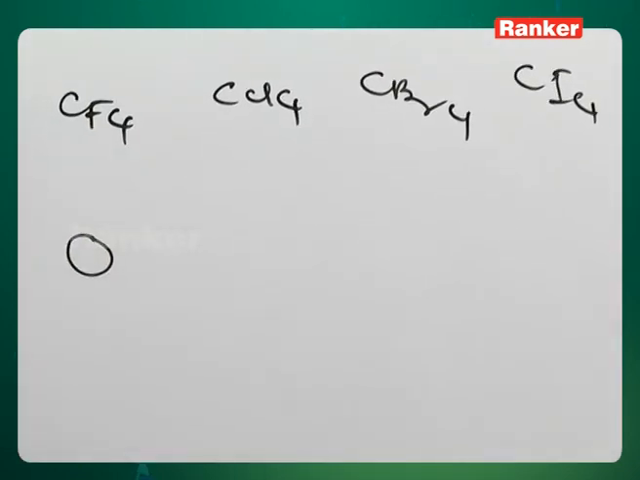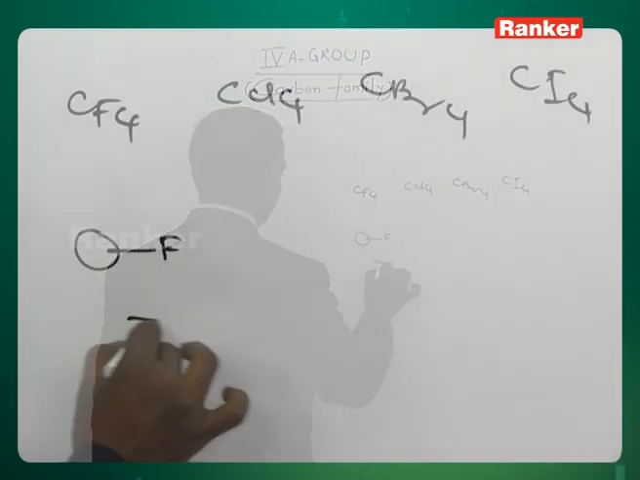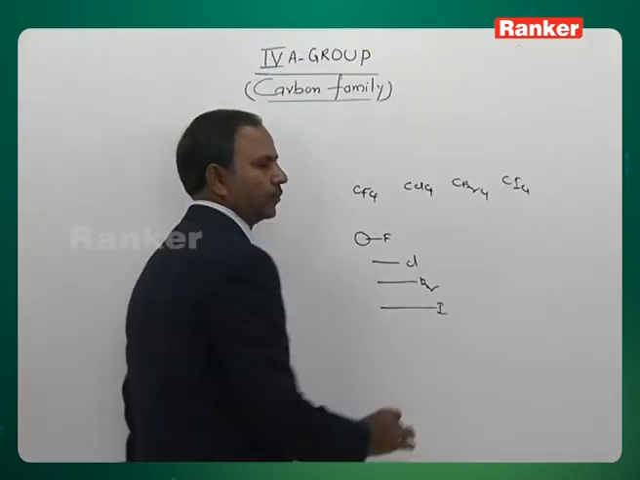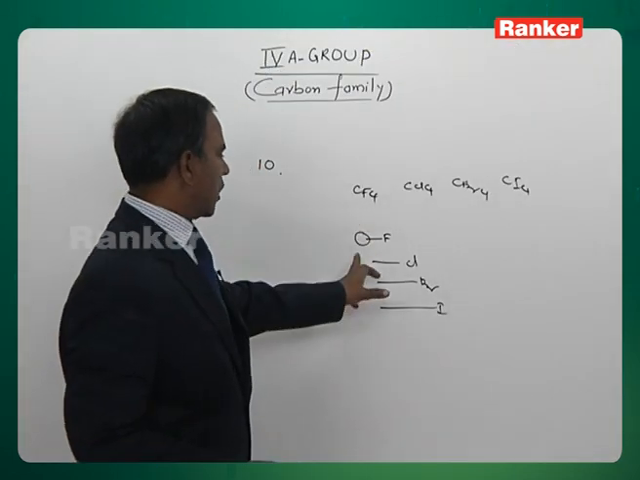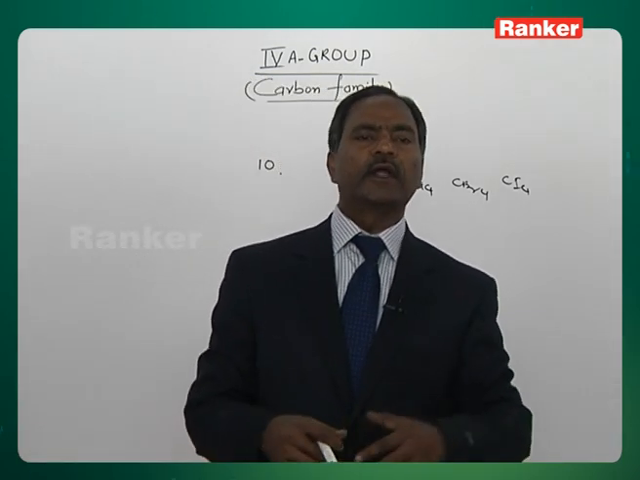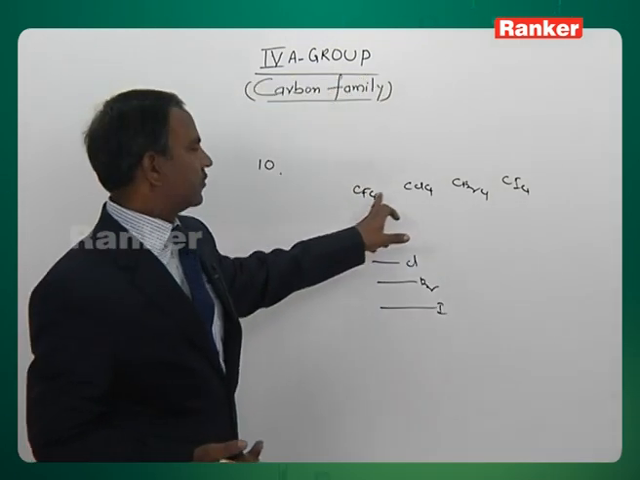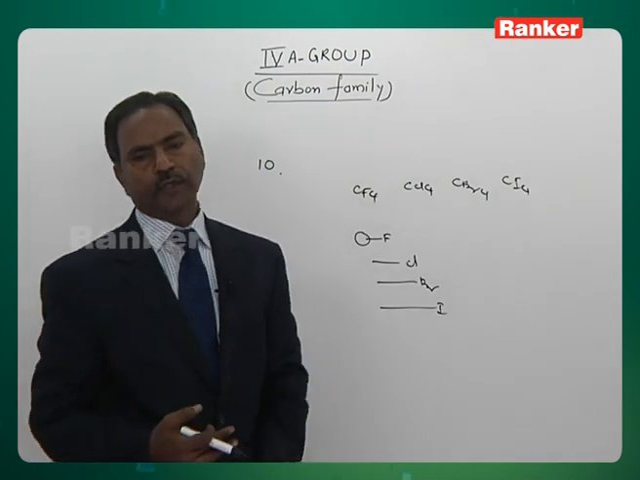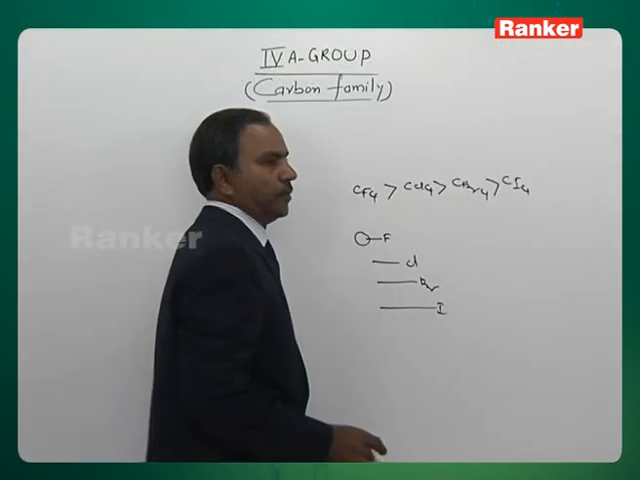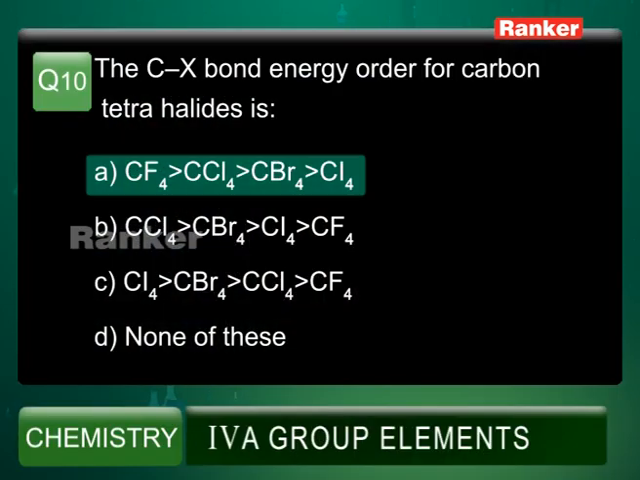In all these cases, carbon is the common atom. Wherever fluorine is there, the bond length is less; wherever chlorine is there, it is a little greater, and again for bromine, and again for iodine. We clearly observe that the carbon to fluorine bond length is less. Wherever the bond length is less, the bond energy will be more. Therefore, CF4 will definitely have greater bond strength than CCl4, CBr4 and CI4. The order is CF4 greater than CCl4, greater than CBr4, greater than CI4. Therefore, question number 10, the answer is A.